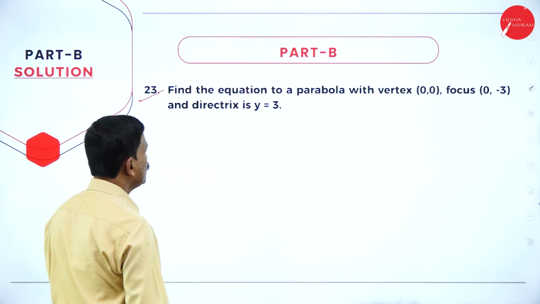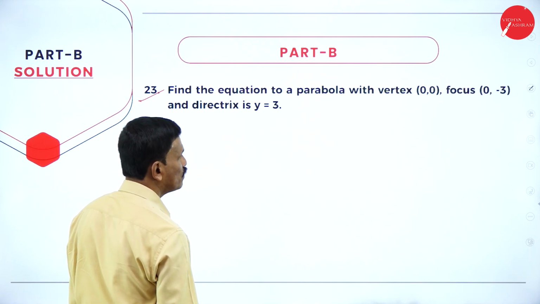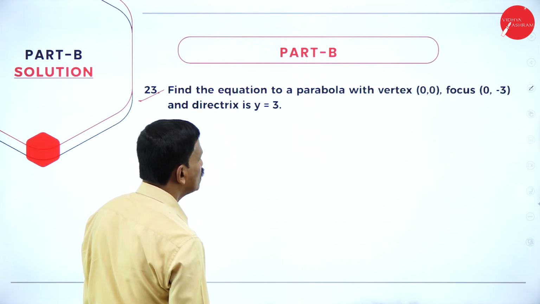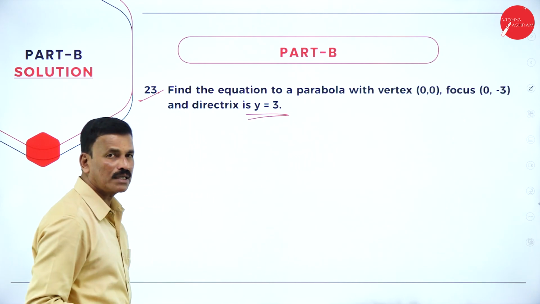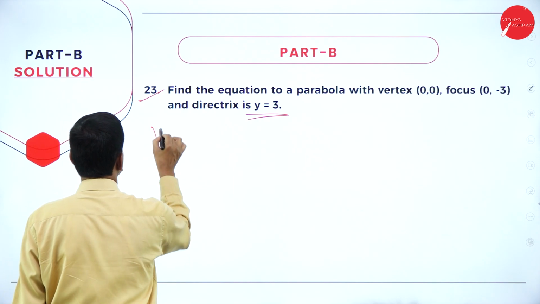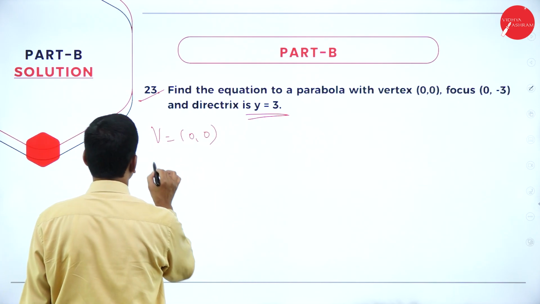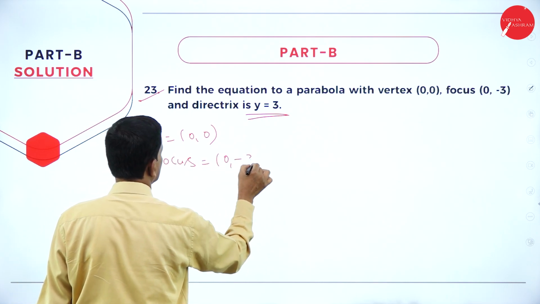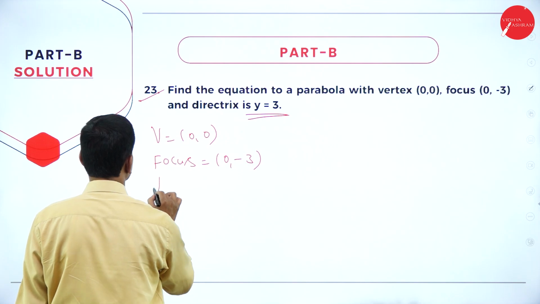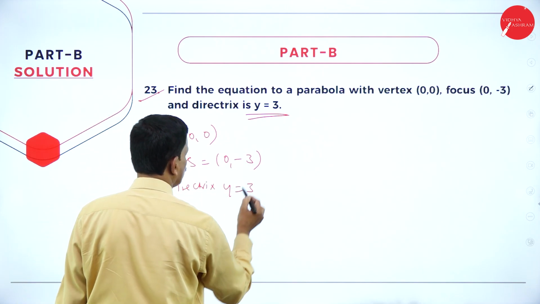23rd problem. Find the equation of a parabola with vertex at 0, 0, focus at 0, -3 and the directrix y is equal to 3. This is from parabola. What is given? The vertex is equal to 0, 0, the origin. The focus is equal to 0, -3 and the directrix is y is equal to +3.